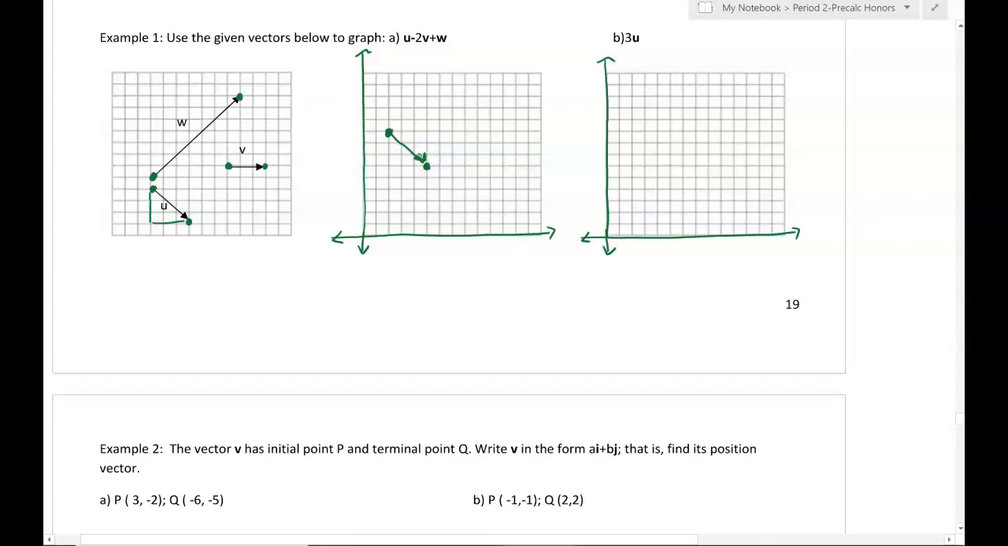Now we have to subtract 2 times vector v. Well, vector v is just horizontal and 3 units to the right, but minus means now we're going to go to the left, right? So 1 and 2. We're going to end right there. That's 2 times vector v. Now we will add vector w.